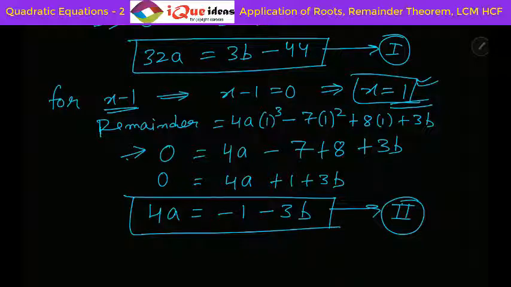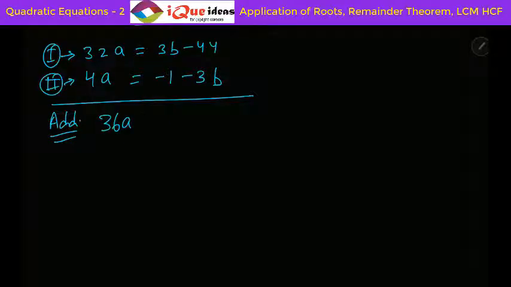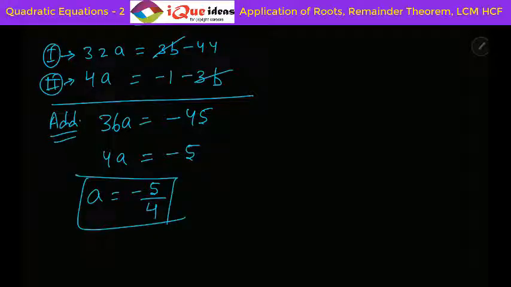Let's do one thing. Let's simply add these two equations. So what I'll do, I'll write these two equations again and then we will add them. So this was equation number 1 and this was equation number 2. If you add them, left hand side will be 32a plus 4a, that is 36a. Right hand side will be, 3b cancelled. So we have minus 1 minus 44, that is minus 45. 9 cancels 36 4 times and 45 5 times, so it is minus 5. So 4a is equal to minus 5. That means a is equal to minus 5 by 4.